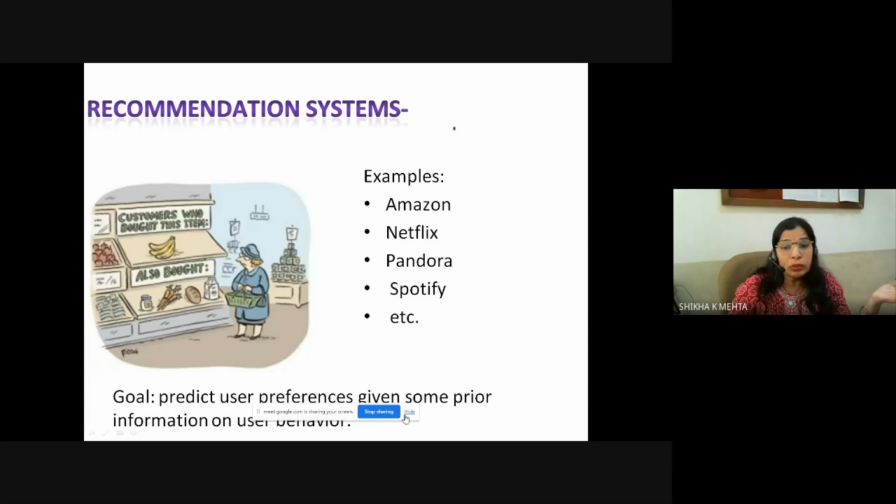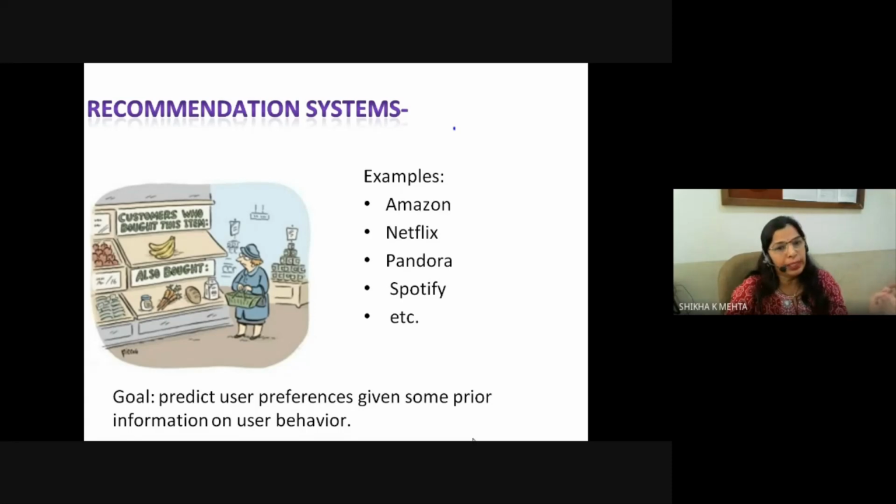So what is the goal? Predict user preferences given some prior information on user behavior. That means whatever activities we are doing, whether it is shopping or just surfing the net, all activities are being tracked. So you can say you are all the time under surveillance. You must have known this, for all the mobile applications we download. It was only recently that the government ensured that these applications have to take your permission to track your activities.